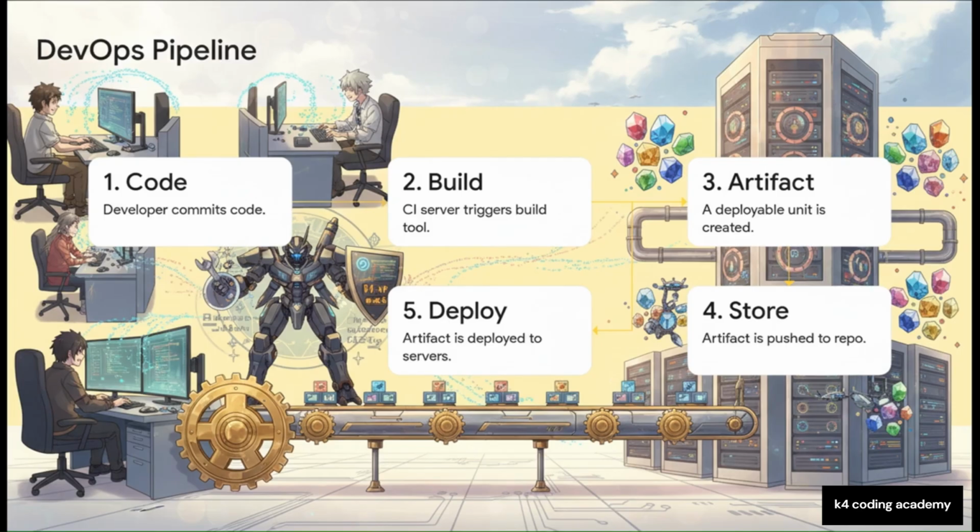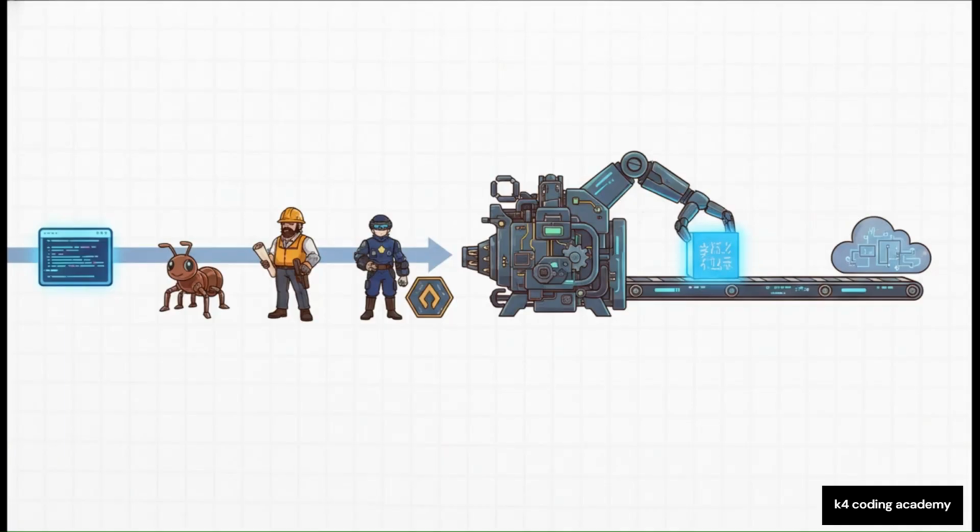Then, that brand new artifact gets pushed into the repository warehouse for safekeeping. And from there, the pipeline can automatically deploy it to live servers. See? The build tool is that critical, automated engine right in the middle that makes this whole beautiful chain of events possible. So let's just pause and recap the most important things to take away from all this.